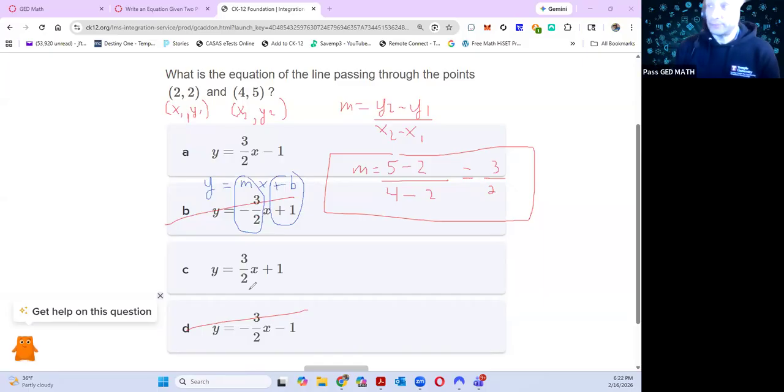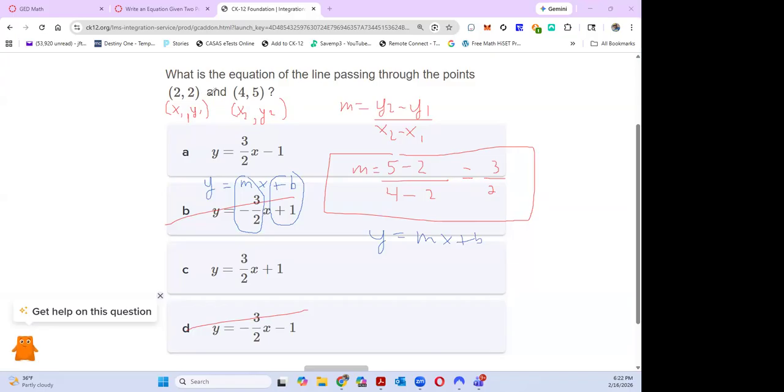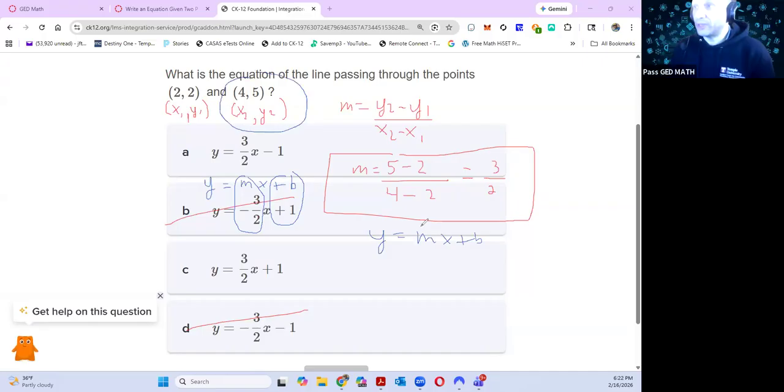Now, I have the slope, and I'm going to use a point. I'm going to change my color to blue. So I'm going to rewrite the equation. y equals mx plus b. Which point do you want to use? The first point or the second point? The second. We're going to use this point right there, 4, 5.